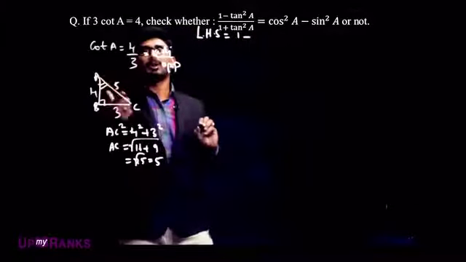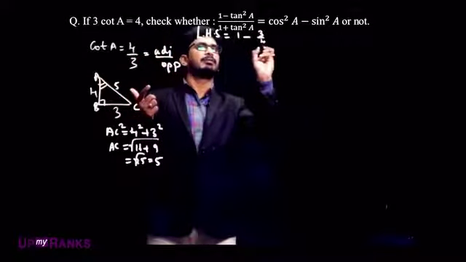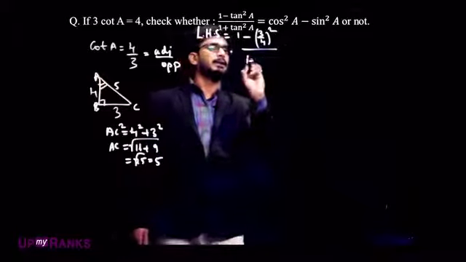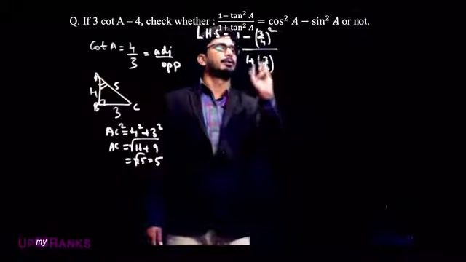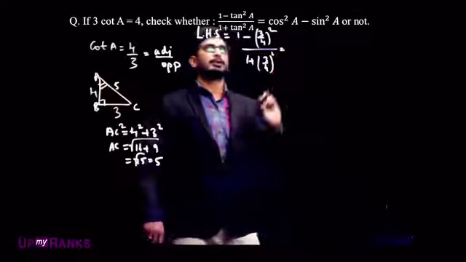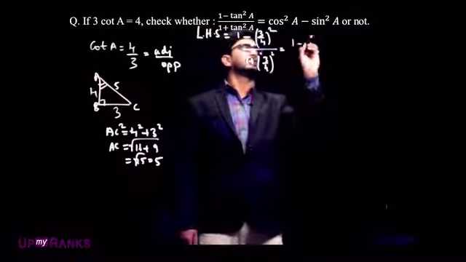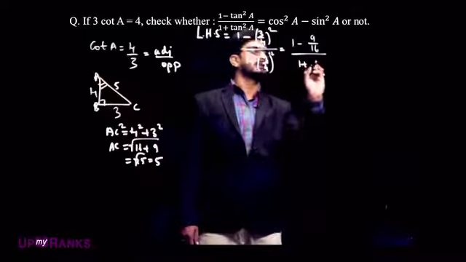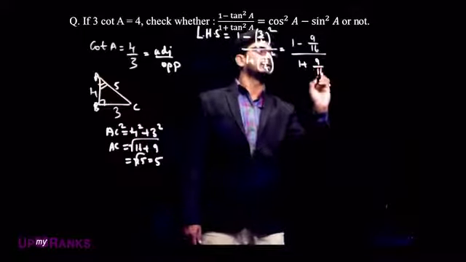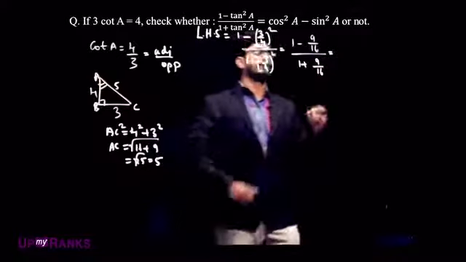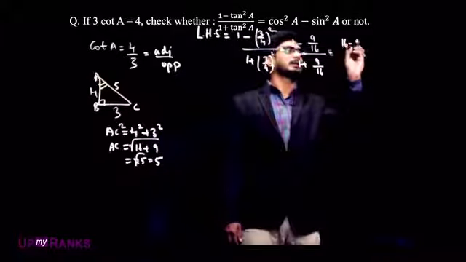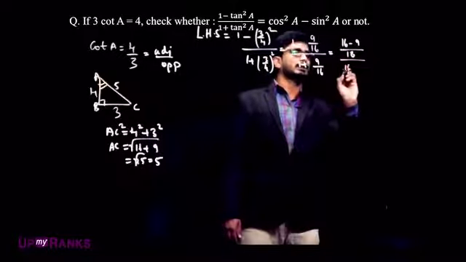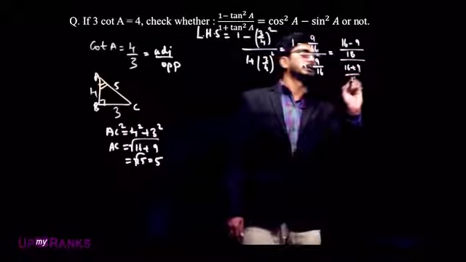What is tan? The reciprocal of cot, which is nothing but 3 by 4, squared, divided by 1 plus tan square A, which is 3 by 4 whole square. So now what do we have? 1 minus 3 square, which is 9 by 16, whole divided by 1 plus 9 by 16. So when we simplify it, what do we get? (16 minus 9) divided by 16, divided by (16 plus 9) divided by 16.